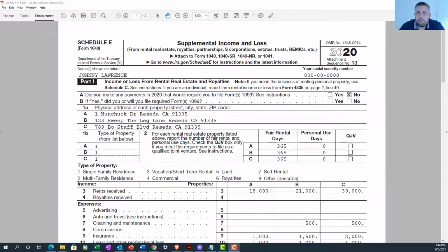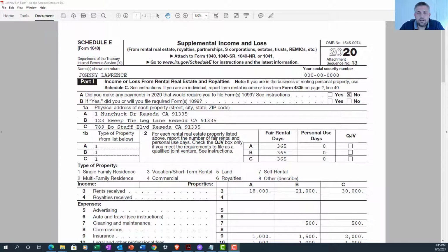Underneath 1B, you'll see it's asking for property type, and it gives you 8 options. You'll see property type down here, 1, 2, 3, 4, 5, 6, 7, 8. 1 being single family, which is what we have here for Johnny's 3 properties. Under part 1, number 2, it's asking you to break out the number of fair rental days and personal use days for each property. Johnny rents his properties all year long, so he uses 365 days for the fair rental days and 0 days of personal use for all 3 properties.